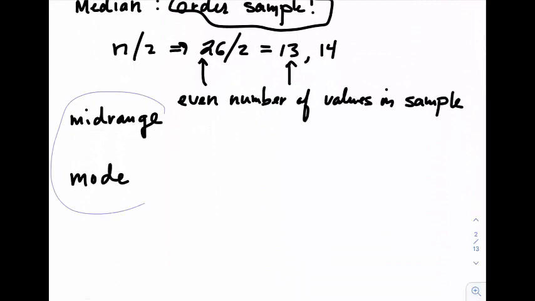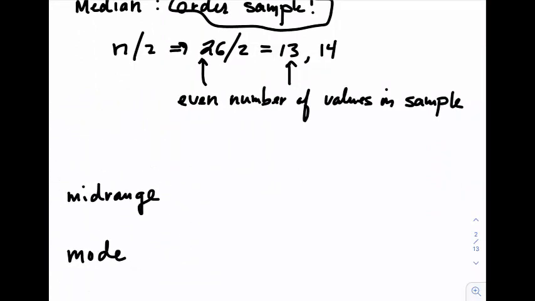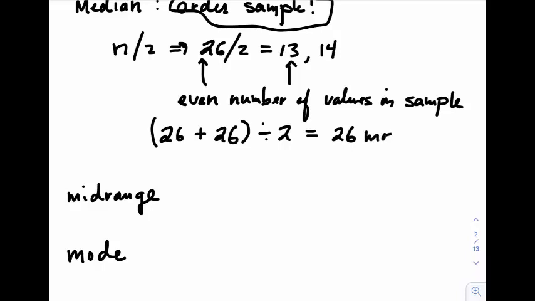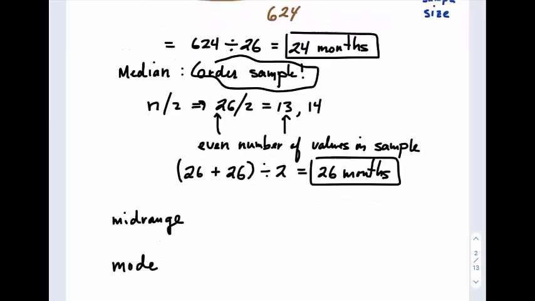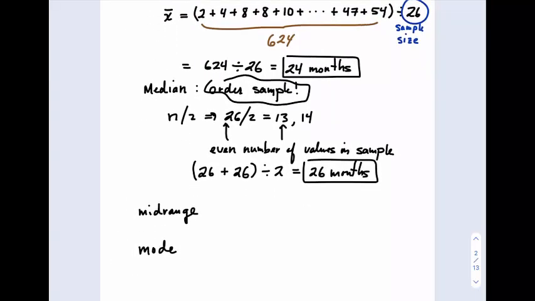So let's go ahead and bring this down. You'll see that the answer is indeed 26. So therefore, we're going to take 26 in the 13th slot plus 26, which is in the 14th slot. Add those together, divide by 2, and you simply get 26 months. That varies a little bit from the sample mean at 24 months. So that is how you find the median when you have an even list of values.